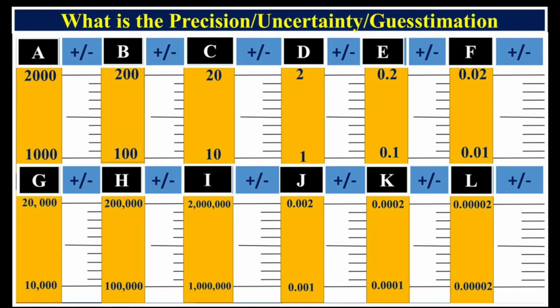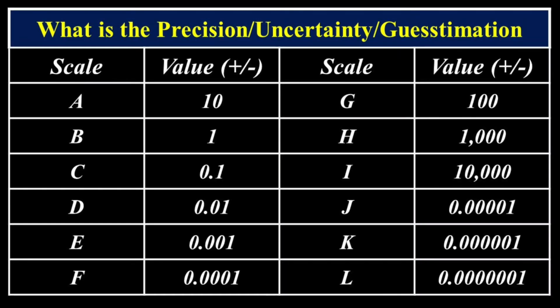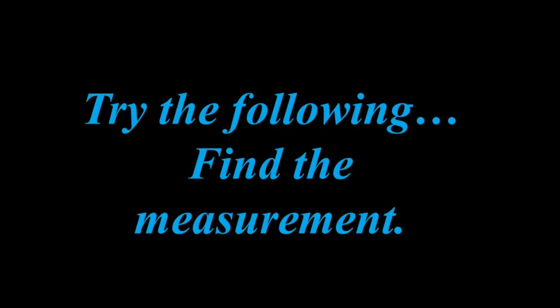So that's it. You should be fairly good at this point. Now let's do some more practice. It says try the following, find the measurement. We're going to take the scales we just did. We had 12 scales, A through L, and we're going to place two measurements on each scale, and you're going to have to find what the measurements are.